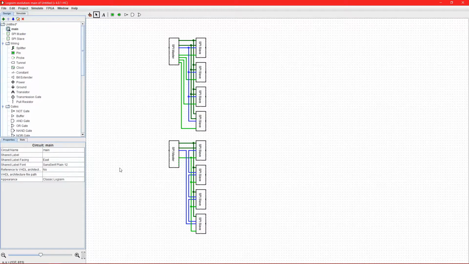Hello, this is T-Chapman500, and today I'm going to be showing you how the Serial Peripheral Interface, or SPI, works.